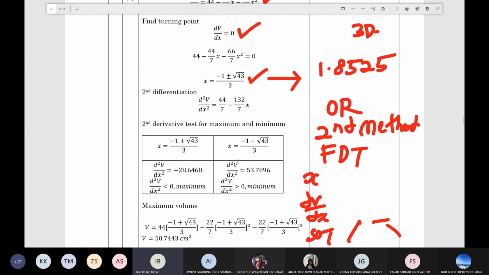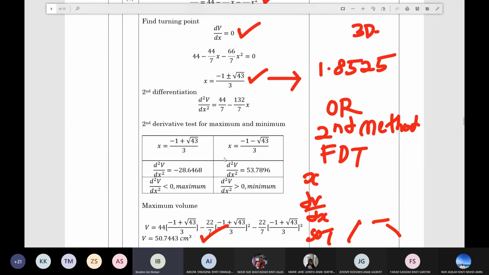Okay, so the second method using the first derivative test. So the table here, the value of x, dV over dx, and last here shape of tangent. Usually if you use the first derivative it is easier and faster. Yeah, I encourage you to use the first derivative. Yeah, and then last, find the maximum volume of the cylinder. Answer here equals to 50.7443 centimeter cube. Okay, settle.